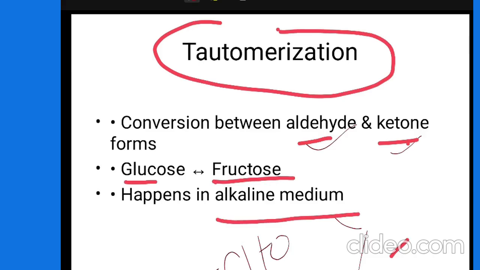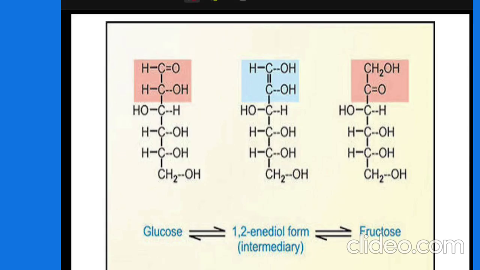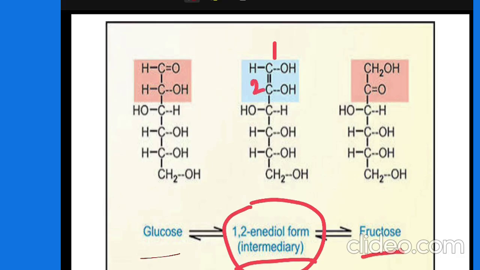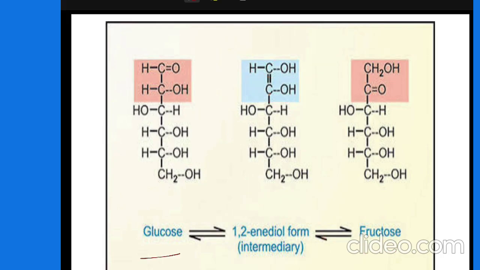Let us go to the next slide. Look at this slide. Glucose, that is the enediol formation. It forms 1,2-enediol, which is the intermediary in an alkaline medium, with simultaneous formation of fructose. So you can see over here, this is carbon number 1, 2, 3, 4, 5 and 6. Carbon number 1 and 2 contain 2 OH groups. So it is the 1,2-enediol form. This is the intermediary product. Coming to the next slide.